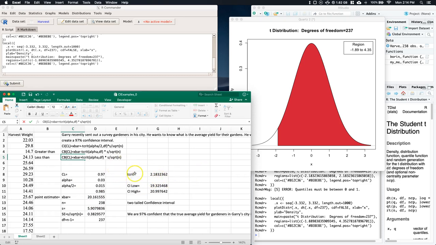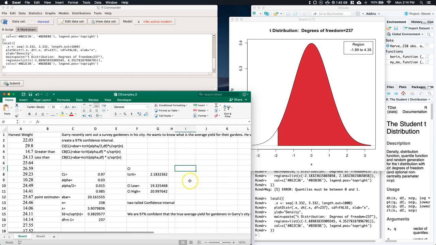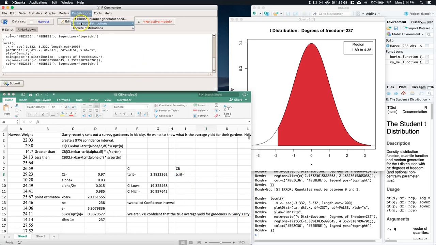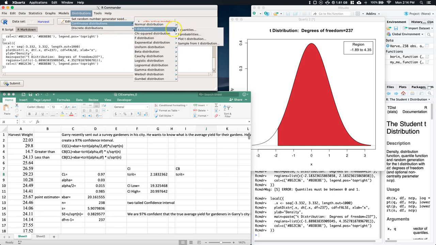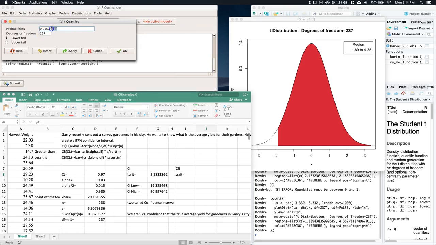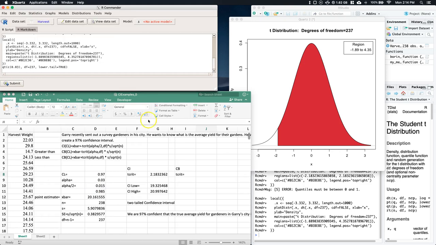The major thing that we need to do is take out this t critical, this is for the confidence interval, and now we need to look at it for a confidence bound t critical. So back to our commander distributions, T distribution, quantiles. Instead of tossing this all to one side or to two sides, we need to toss all of that alpha to one side. So we know that alpha is still 0.03. Degrees of freedom are the same. We're going to click OK.